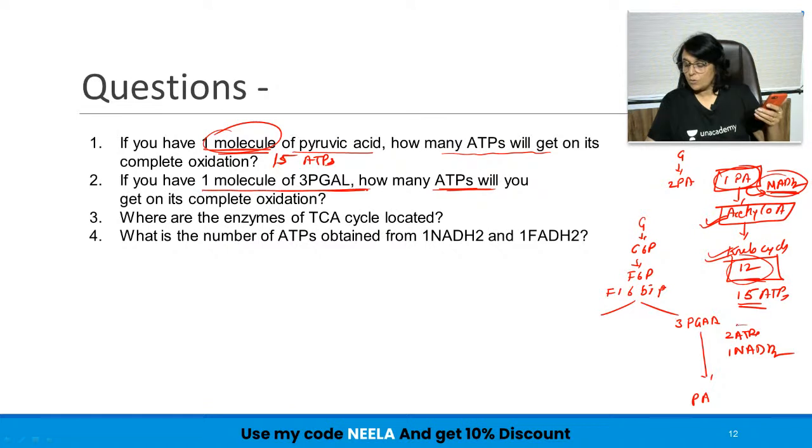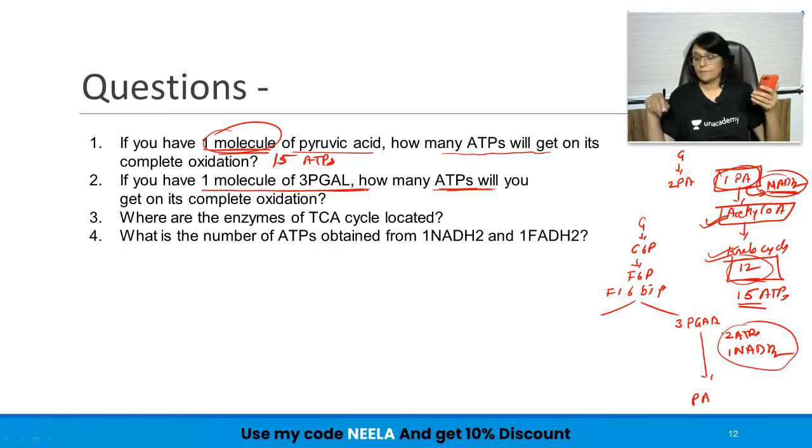So don't forget to count this. Then next step, are you counting it? This is 2 and 1, that is 3, so 5 ATPs from here. Then this enters into link reaction. This link reaction gives us NADH2, that means 3 ATPs here. And then Krebs cycle, that is 12. So 5 plus 3 plus 12. What is the number?